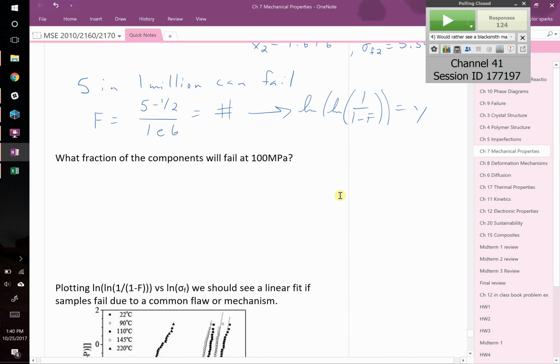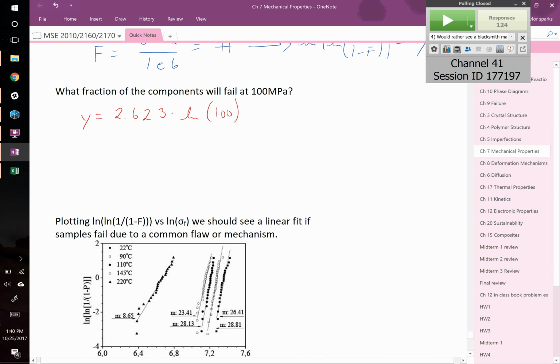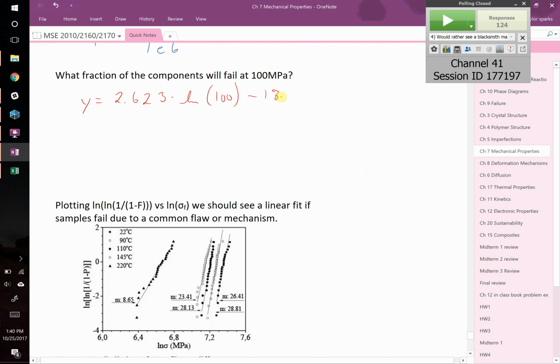2.623x, right? So we'll say, okay, y equals 2.623 times natural log of 100. That's x, right? That's going to be minus 18.907. Okay? So y equals what?